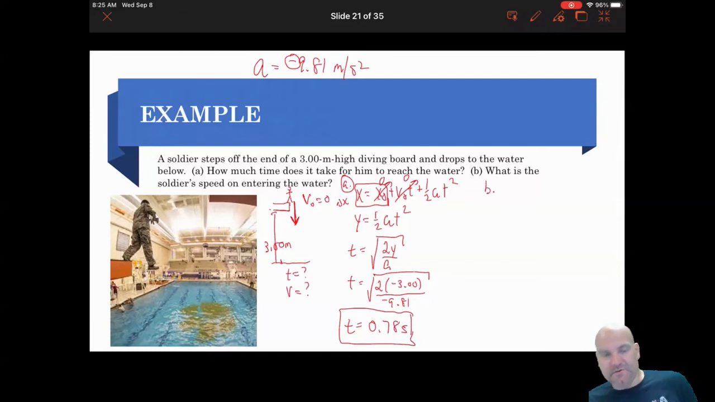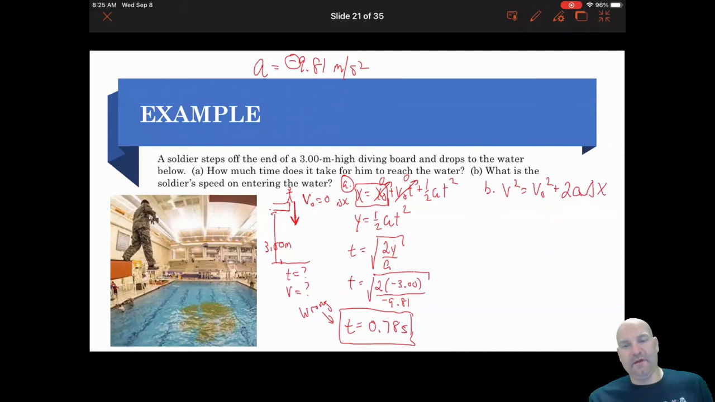Keep calling it the ground. We don't want the soldier hitting the ground. We want the soldier hitting water, okay? Now, what is the soldier's speed upon entering the water? Again, my recommendation is assume that this is wrong and find an equation that is missing what we were looking for in part A, which is time.